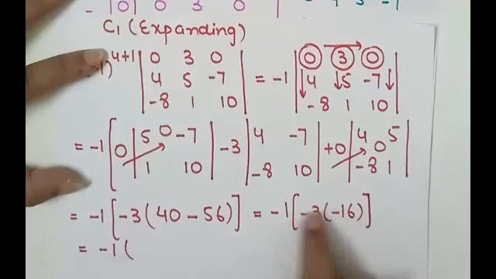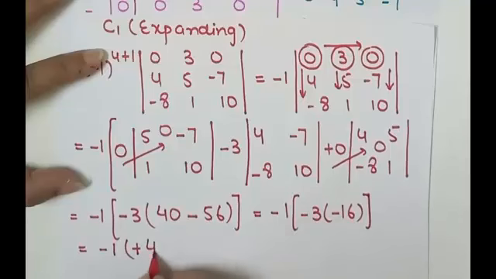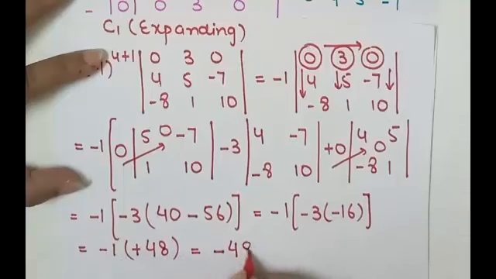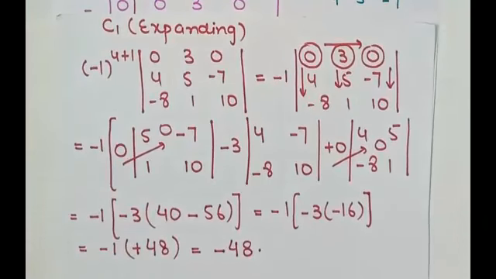-1 times -16, minus minus is again plus, so 16. 16 3 times is 48. Minus plus is equal to minus, and 16 3 times is 48. So this is how we can calculate the determinant of order 4 cross 4.